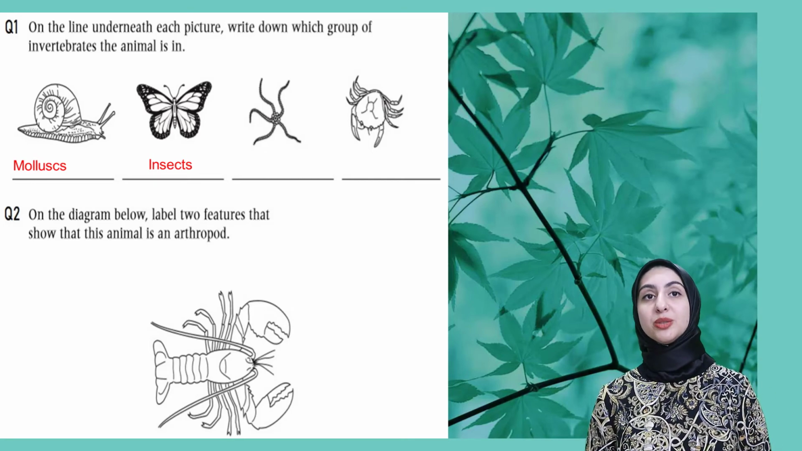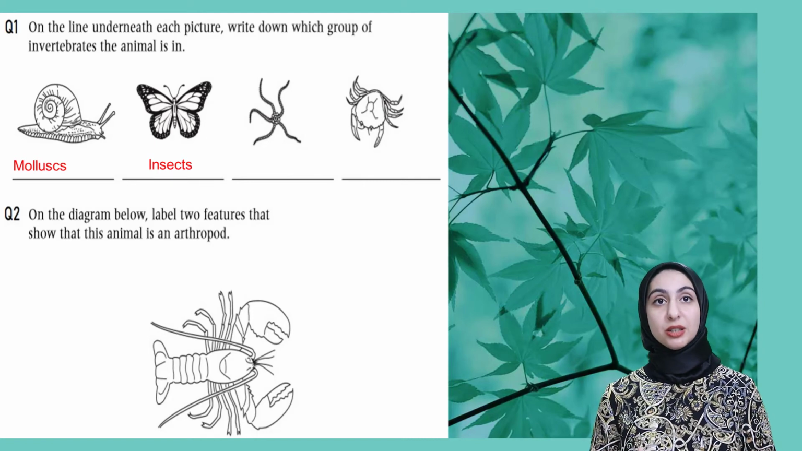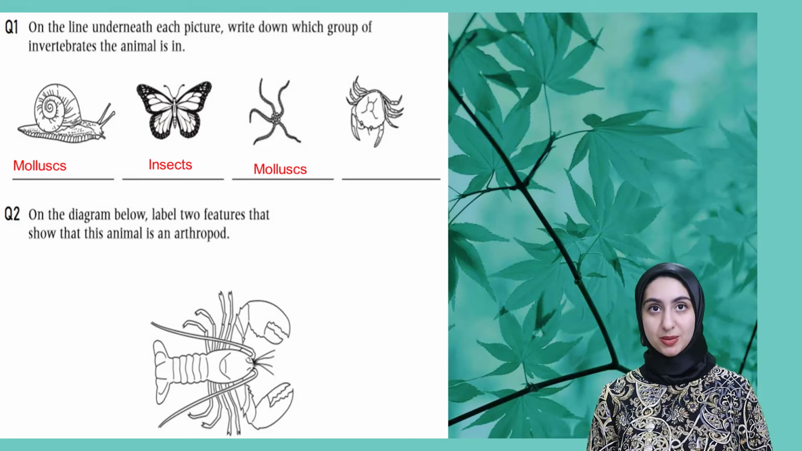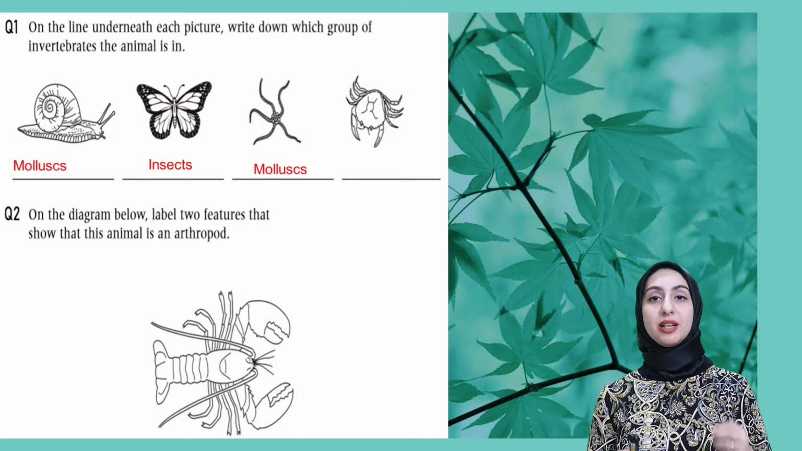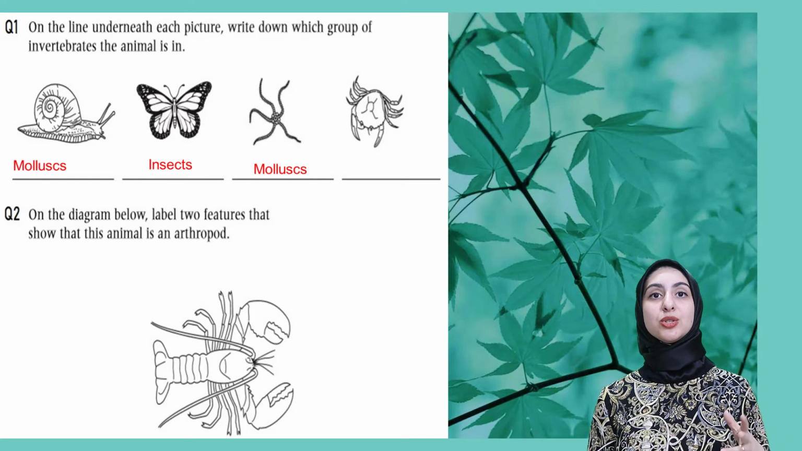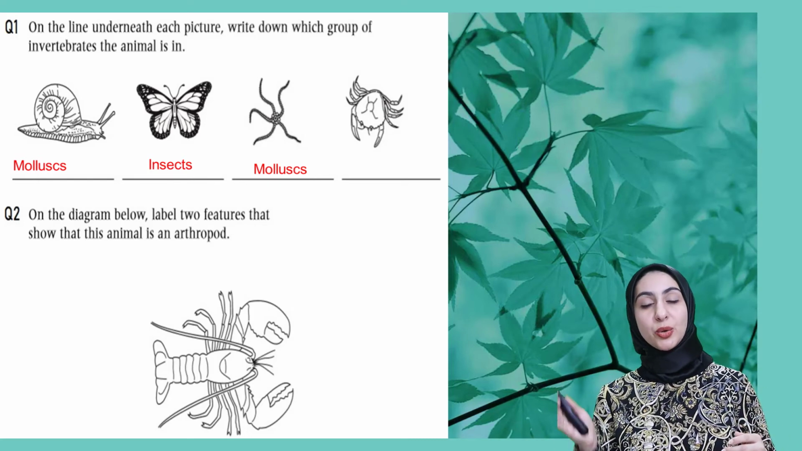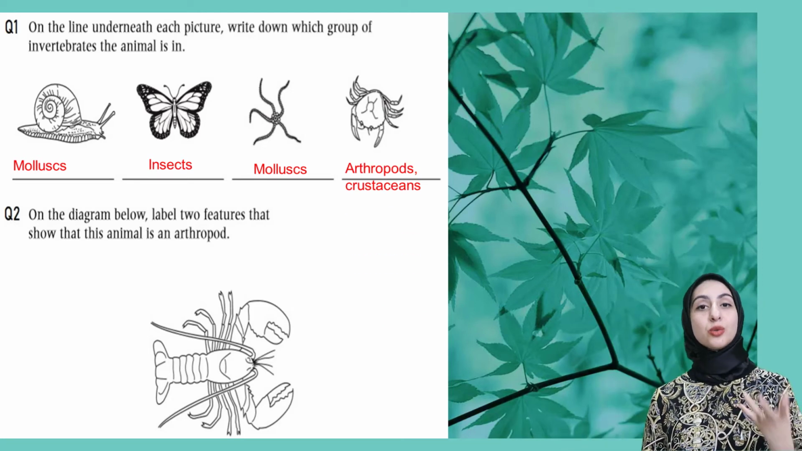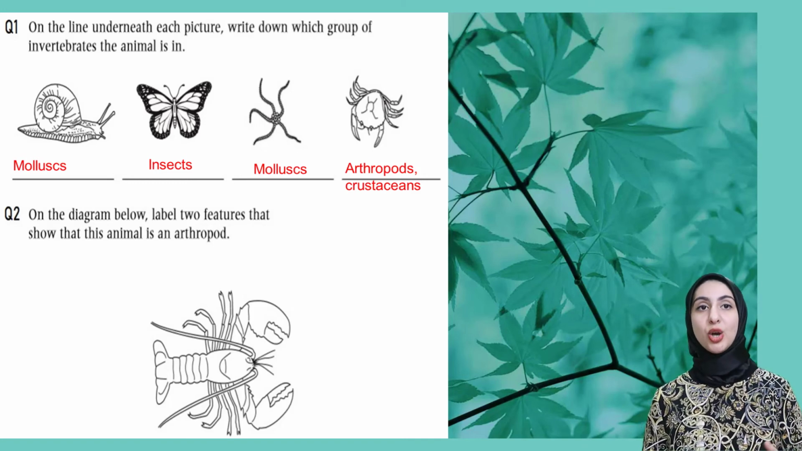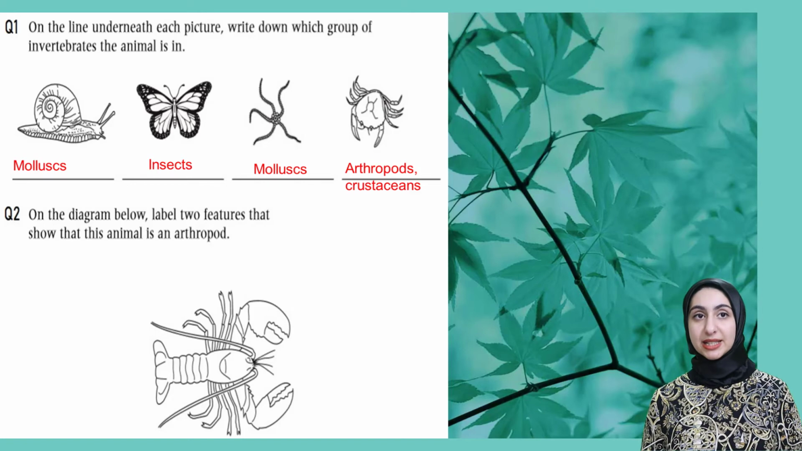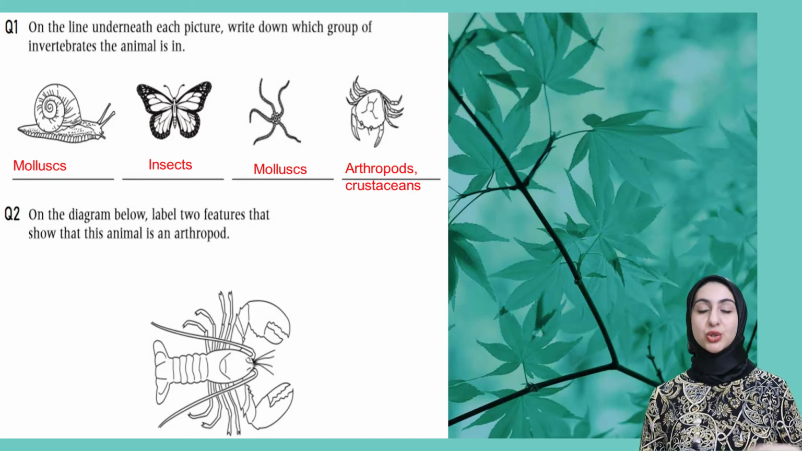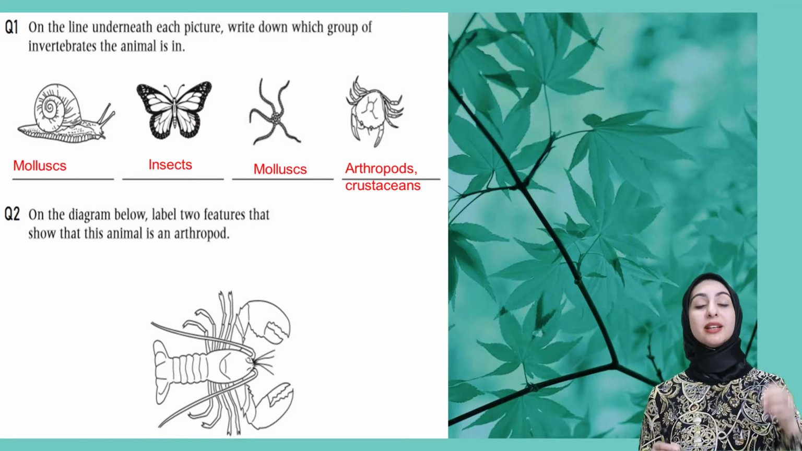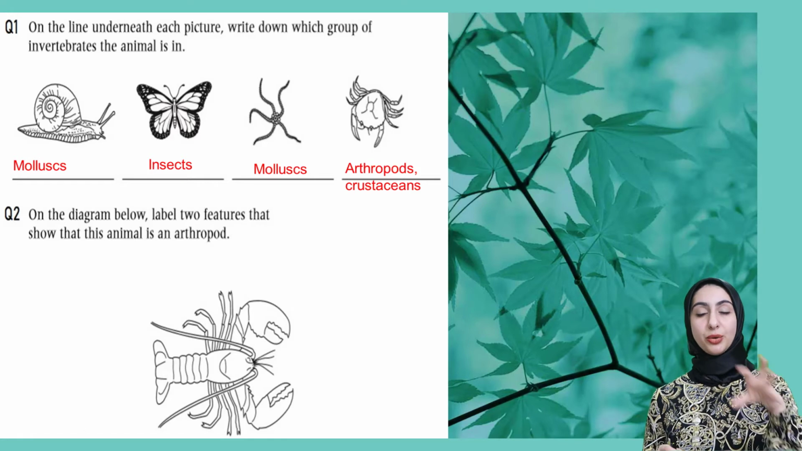For the third invertebrate, we can see a muscular foot, right? It is an octopus, so it is classified as molluscs. The fourth invertebrate has a hard exoskeleton and also more than 4 legs on each side, so it is classified as crustaceans. For question number 2, on the diagram below, label 2 features that show that this animal is an arthropod. So now we need at least 2 features which make this animal classified as an arthropod.